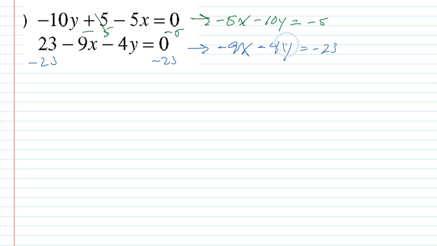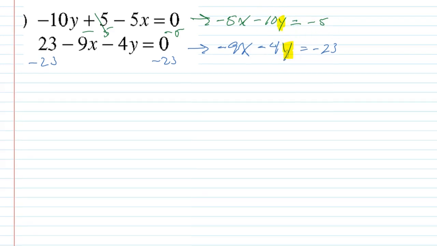Do I want to cancel out the y's, or do I want to cancel out the x's? Well, I want to choose the one with the smallest numbers, just to make my life easy. If I look at the 9 and 5, the only time they're the same number is 45. That's a big number. But if I look at the 10, I can count by 10s: 10, 20, 30, 40. If I count by 4s, I have 4, 8, 12, 16, 20. I can make a common term of 20 for the y's, so I'm going to choose the y's to cancel out.